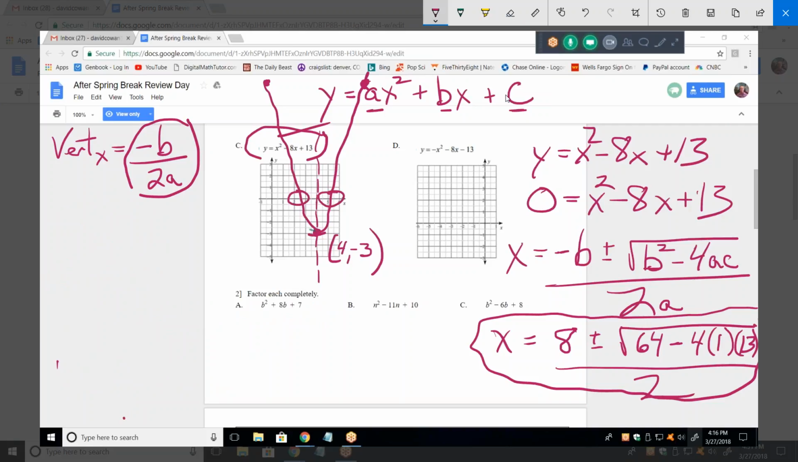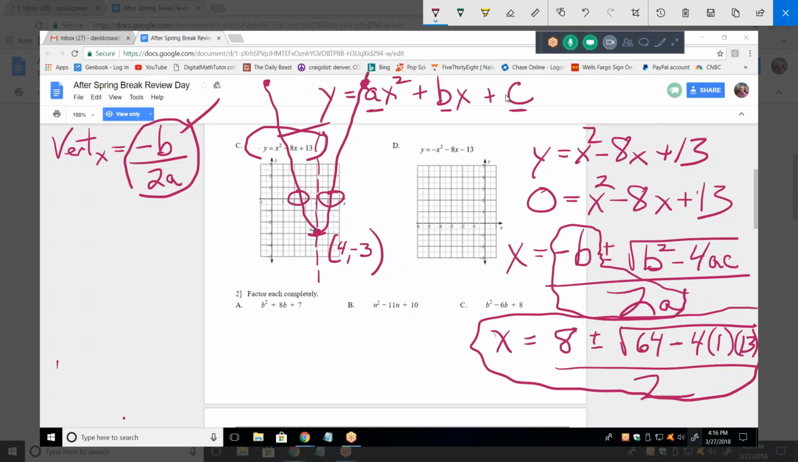Notice one thing about the quadratic formula. That first part right there is the same as the x-coordinate of the vertex. And that should help you memorize both. When you're trying to memorize the quadratic formula, that should help. Or if you've memorized the quadratic formula and you're trying to remember the x-coordinate of the vertex, it should help you remember minus b over 2a.